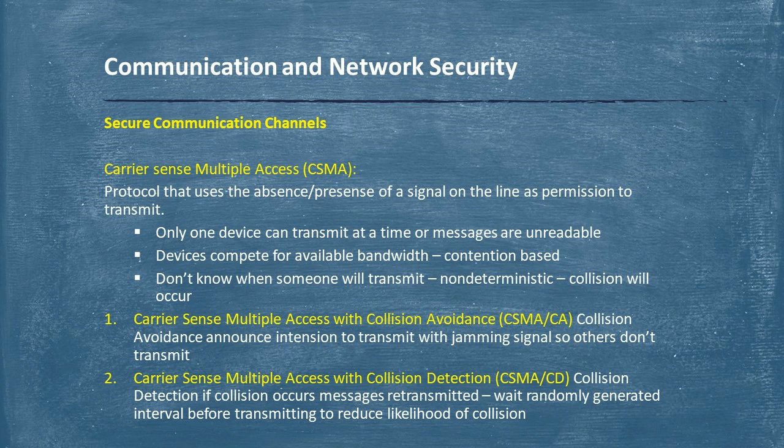CSMA with collision avoidance and collision detection. Like collision avoidance, devices announce the intention to transmit with a jamming signal, so others don't transmit. Whereas in collision detection, if a collision occurs, messages are retransmitted.